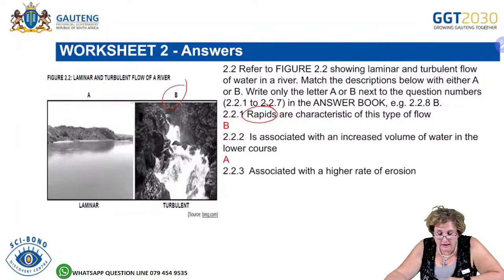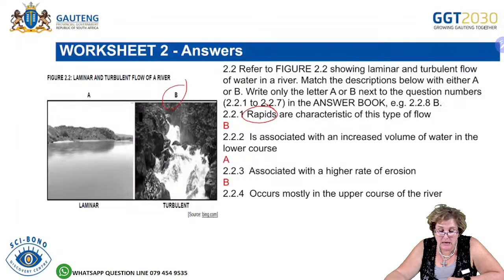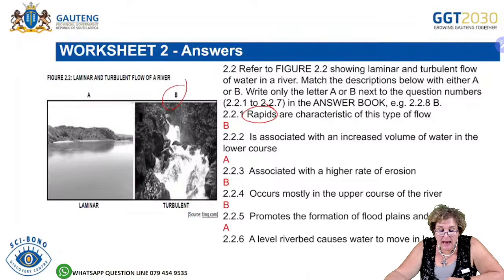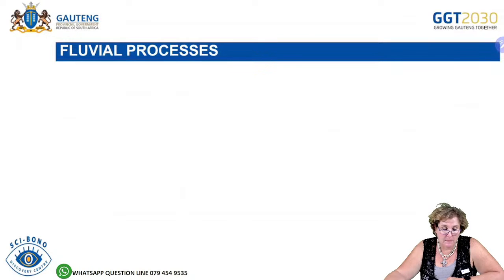Associated with a higher rate of erosion, B, because there's lots of turbulence. It occurs mostly in the upper course of the river, it's B. It promotes the formation of floodplains and levees, A. Level riverbed which causes water to move in layers, it's A. And the surface friction causes water to form swirls, it's going to be B.